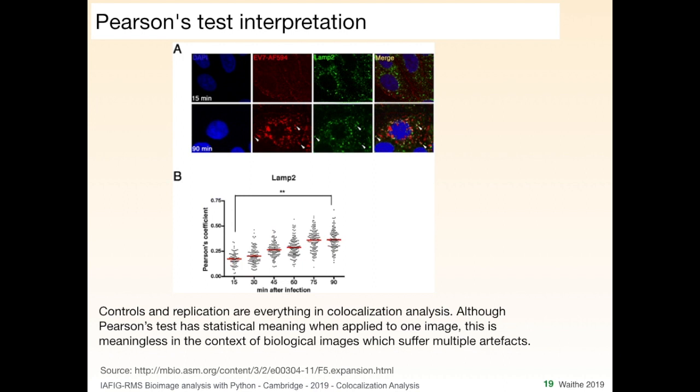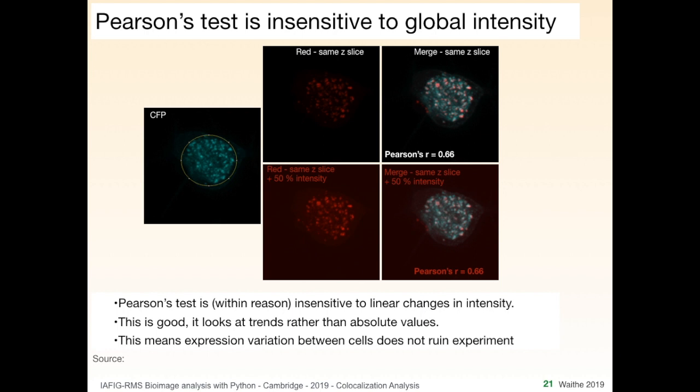Okay. But the Pearson's test is a powerful test because you're not reliant on thresholding. For one, it doesn't use thresholding. You may use thresholding to find the cell, but you don't use it for the actual colocalization itself.